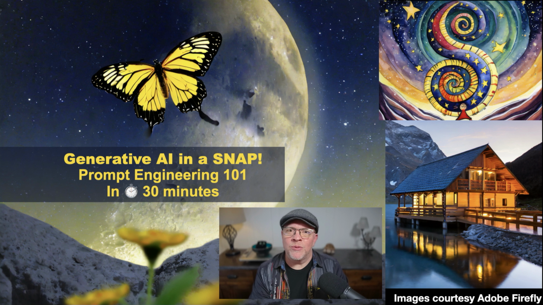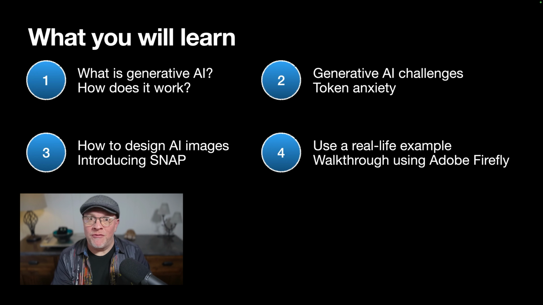I'm going to walk you through the absolute basics so you will improve how you can create generative AI images yourself. This training video comes in the form of 4 unique sections. The first section is where I'm going to talk about generative AI, so you understand what it is and how it works. Don't worry, I'm not going to get technical on you, but you will learn something along the way, I'm sure. In the second part, we'll talk about some of the challenges around generating AI images and also a little bit about something that I call token anxiety.